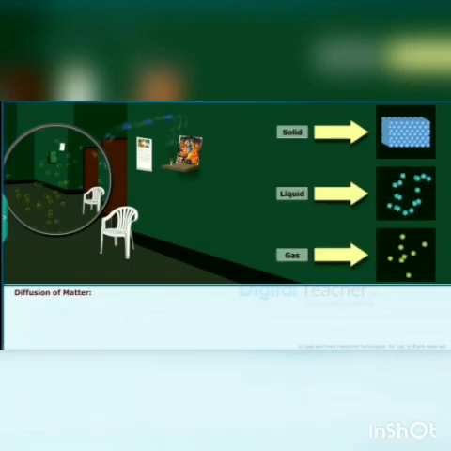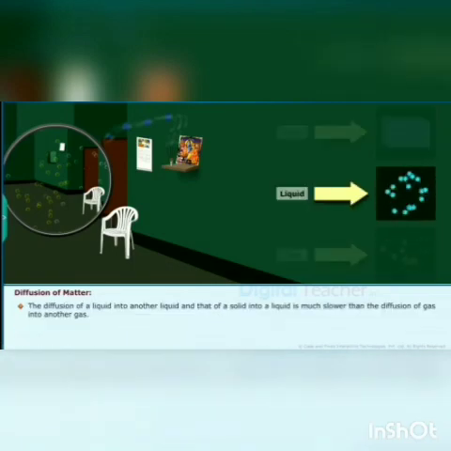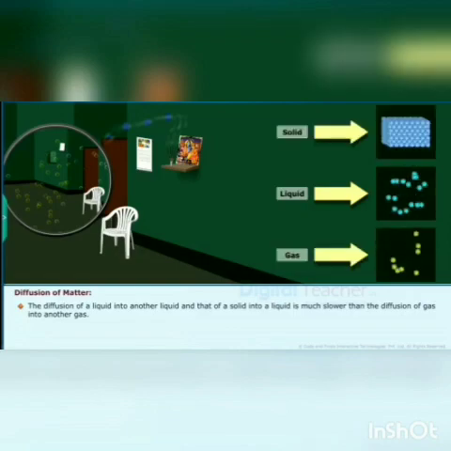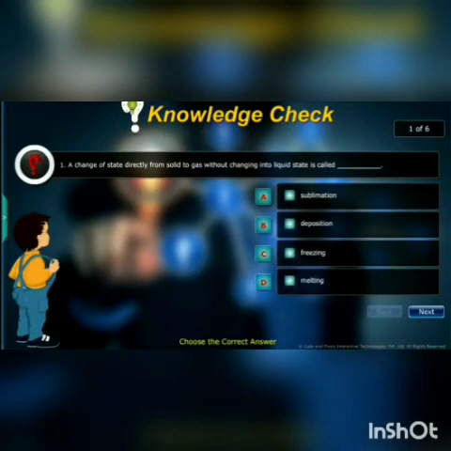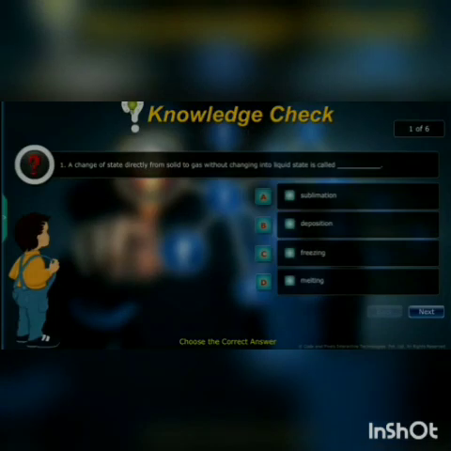The diffusion of a solid into another solid substance is negligible due to the immobility of the particles in solids, while the diffusion of liquids into another liquid and that of a solid into a liquid is much slower than the diffusion of gases into gases. At the same time, the diffusion of gases is very high.